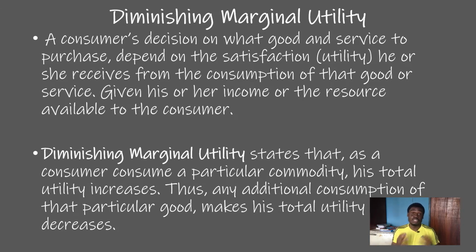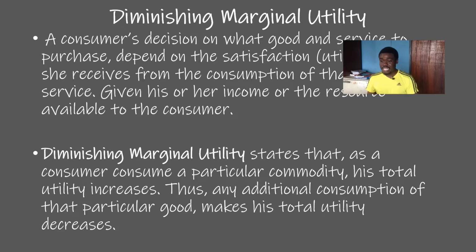So what it means is that given your Coke, as you consume more of Coke, your total utility increases. As you consume more quantity of Coke, your total utility increases. Now it gets to a point that an additional quantity of Coke you consume will make your satisfaction decrease, and that is diminishing marginal utility. I hope you get the scenario. That is diminishing marginal utility.